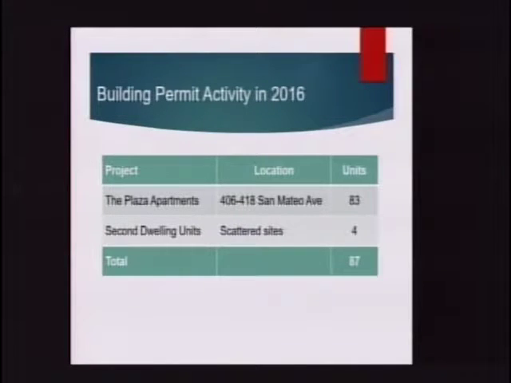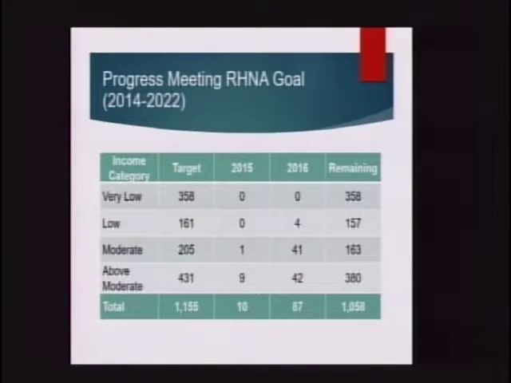This past year in 2016, the City of San Bruno did move forward with a number of housing projects. We issued building permits for a total of 87 units. Those 87 units are 83 at the Plaza apartment project, the former El Camino Cinema site, and then also scattered throughout the community, 4 second dwelling units. At this point, we're 2 years into an 8-year RHNA cycle. So where are we in terms of housing production?